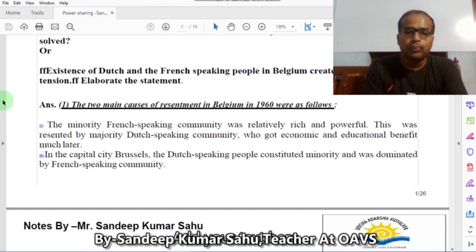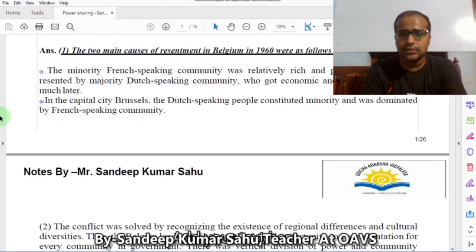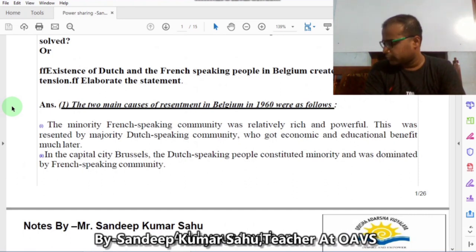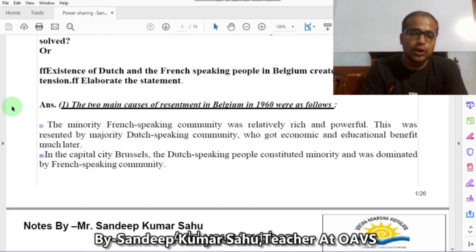Dutch speaking people who got education and economic benefits very late could not compete with the French speaking people. The second point is that in the capital city of Brussels, the Dutch speaking people constituted a minority and were dominated by the French speaking community. They were only 20%, and the French speaking people were 80%.